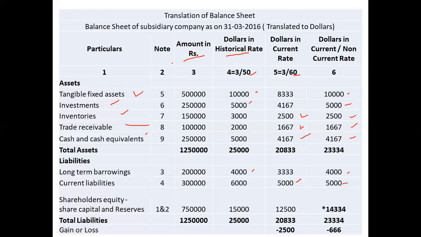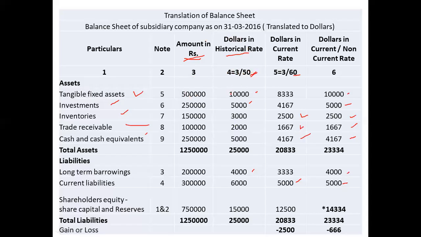If the amount is given in dollars and you are told to translate it, then what to do? That time the third column amount in dollars has to be multiplied by 50, and this becomes the amount at the historical rate. In this case, the amounts are given in rupees, so we are going to convert them into dollars. So we have to divide the third column by 50, the historical rate.